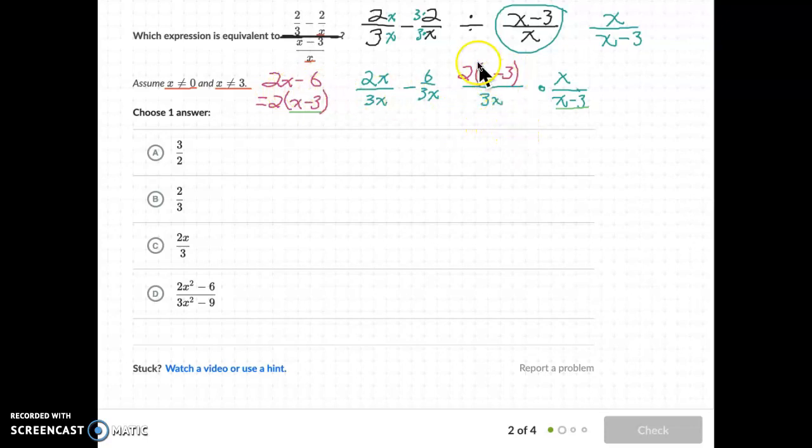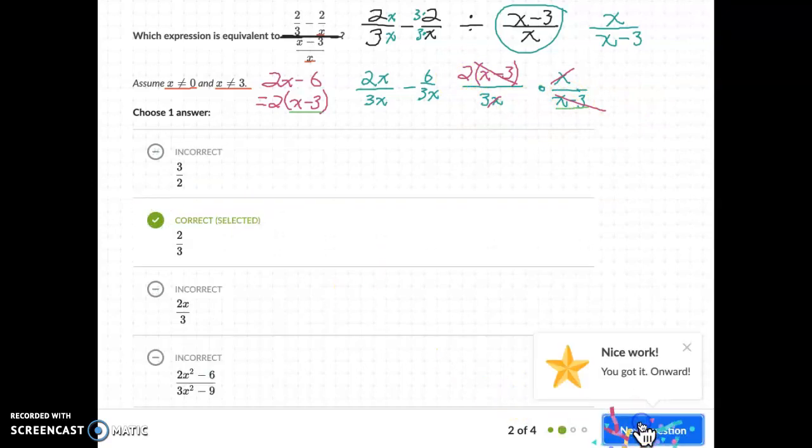So now we have x minus 3 on the top and x minus 3 on the bottom. So these will cancel each other out, becoming 1. And then we also have an x here in the top and an x here in the bottom, and they'll cancel each other out, leaving 2 over 3. And if that's one of our options, then I think we're all done. We got it. Cool.